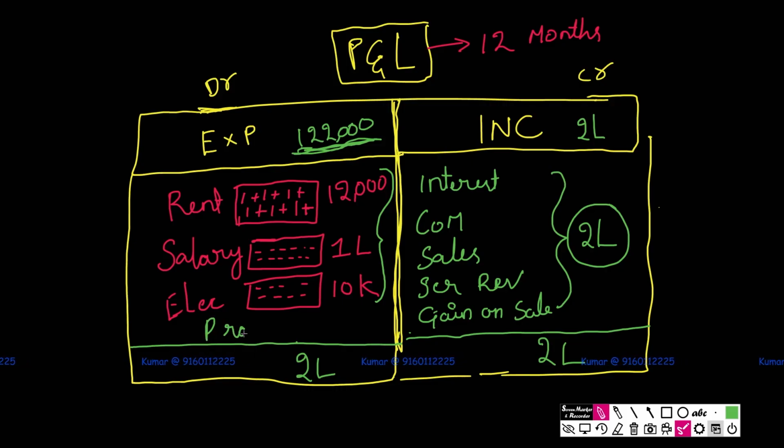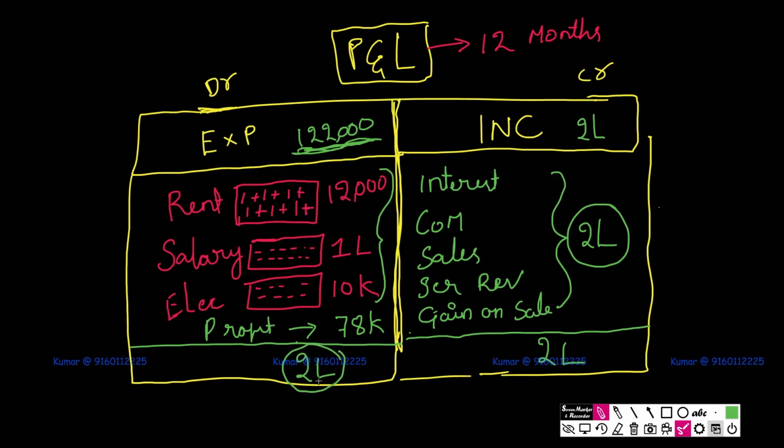So this is the profit. We are going to write profit as 78,000. And now if you add all these, will it become 2 lakhs? 1 lakh 22,000 plus 78,000. Yes, it becomes 2 lakhs. So now both the sides became equal.